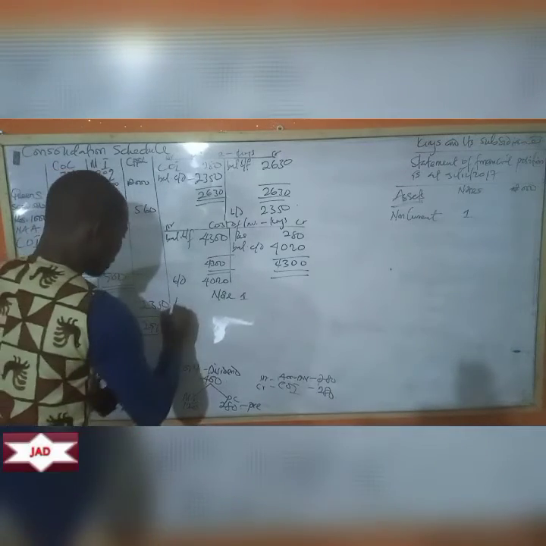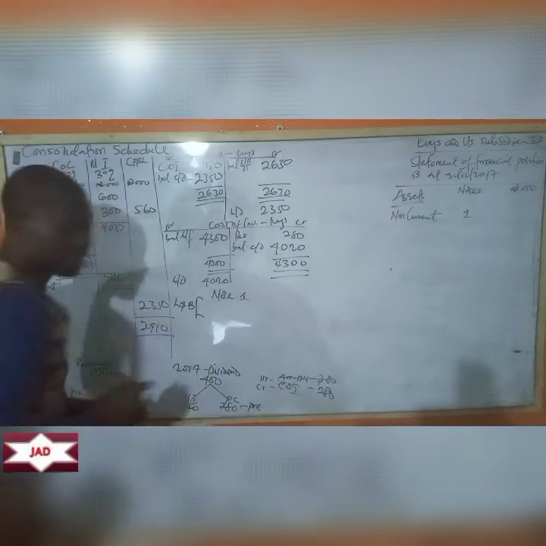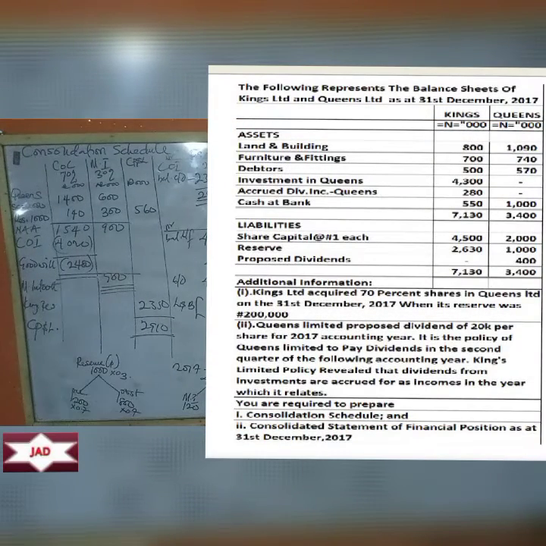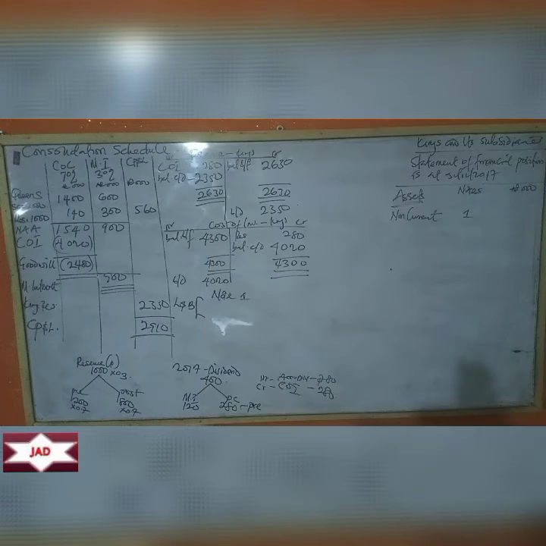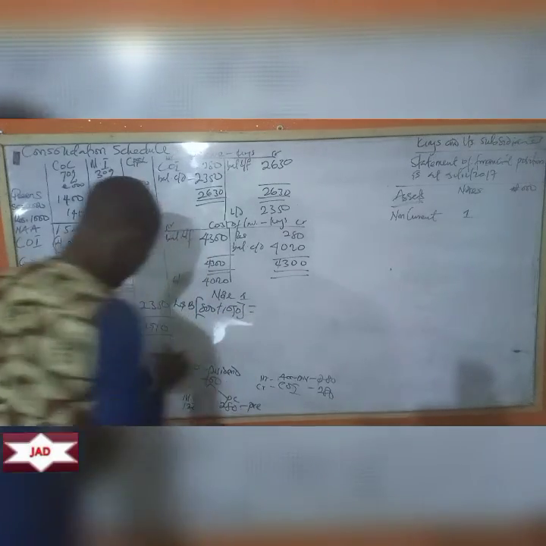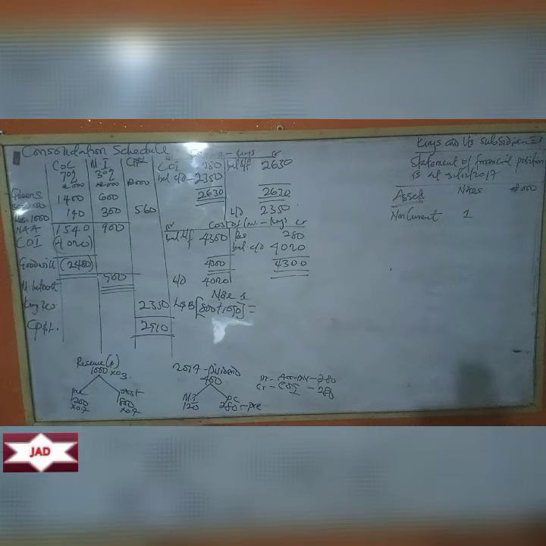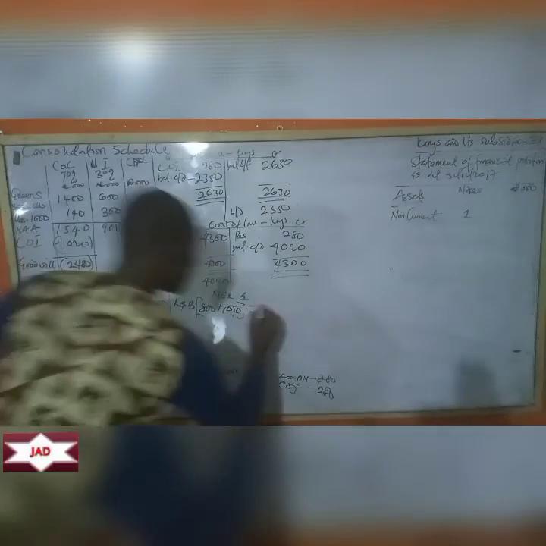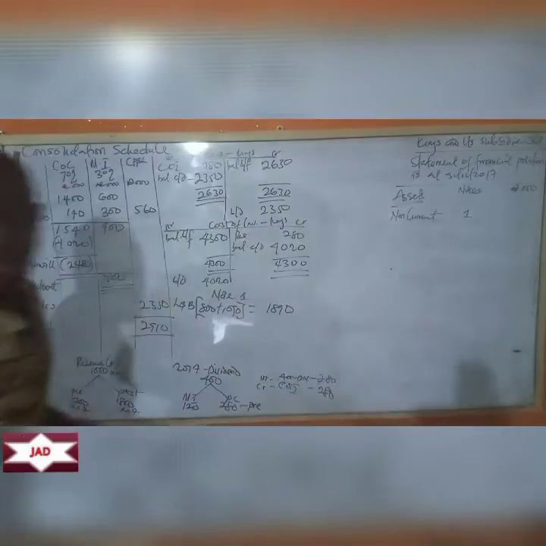Let's call it land and building. So what are the items there? We have 800 and 1090. So that will give us what? $800 plus 1090, 1890. 1890. So what's the next one?